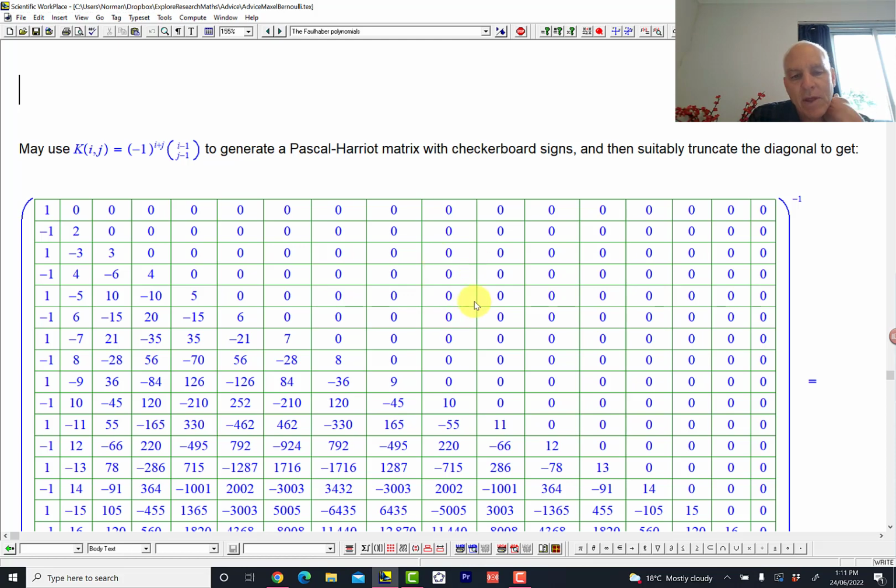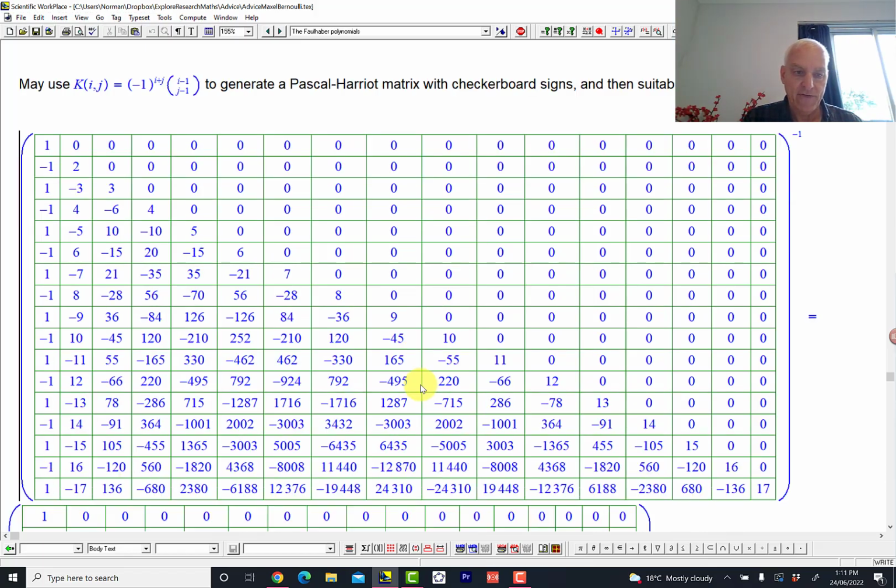increase the size of things, because we can generate these Pascal-Harriet matrices pretty easily, right? Here's just a very simple formula. Just introduce a matrix function K_ij equals (-1)^(i+j) times (i-1 choose j-1). That's going to generate a Pascal-Harriet matrix, and then you can easily strip off that diagonal of ones to get, in this case, a bigger version, all right? So the same thing as I've shown you before, but instead of going just down to the 9th row here, we're going to go down to the 17th row.